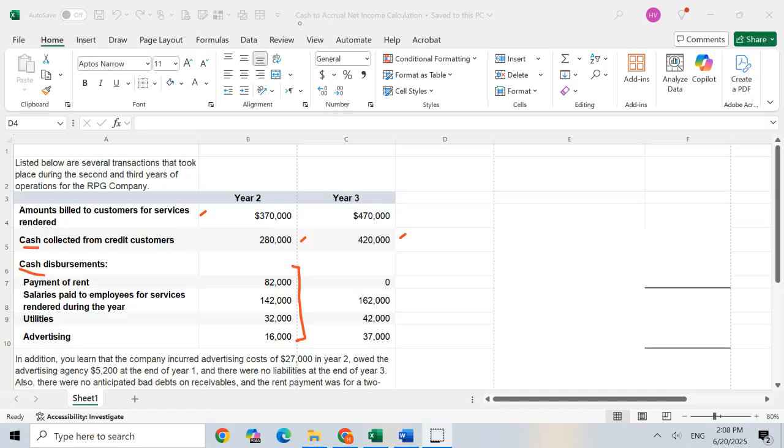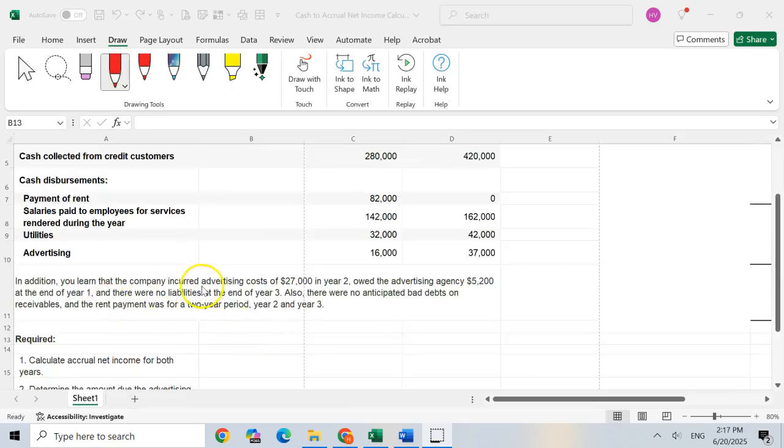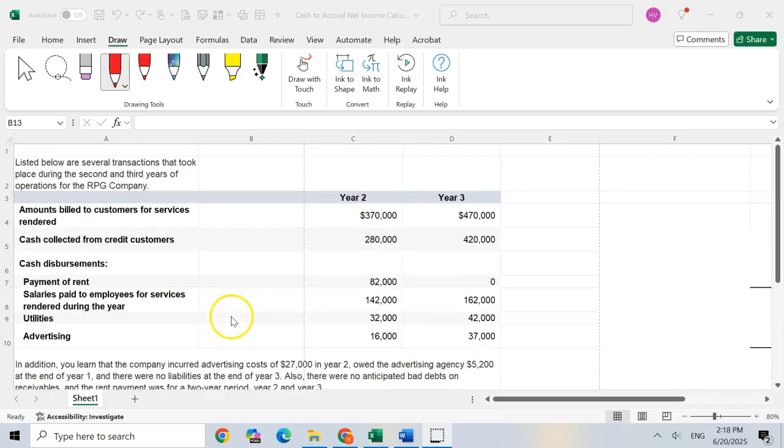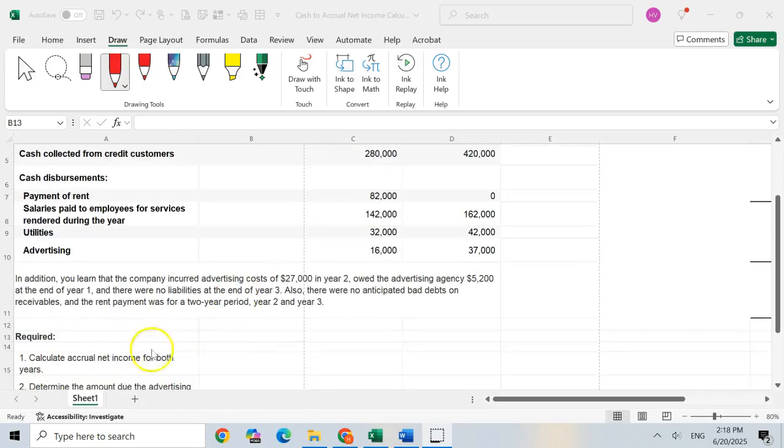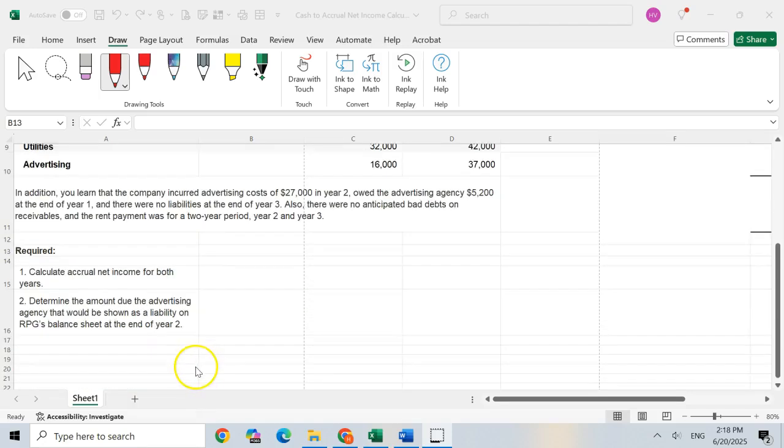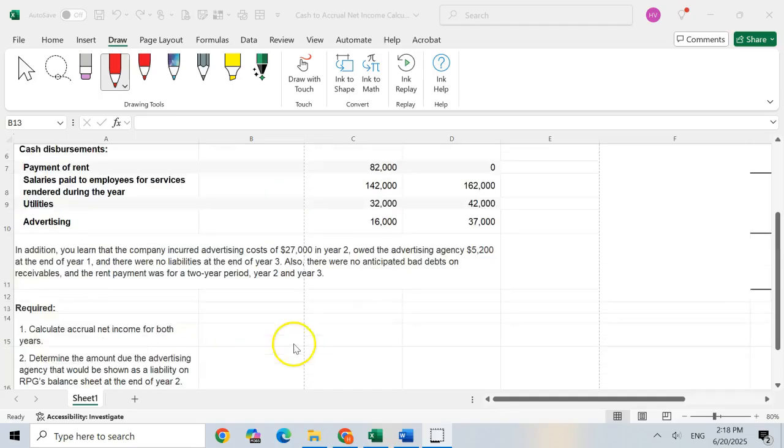Additionally, it also tells us a few other facts: that the company incurred advertising costs of $27,000 in year 2, and they owed the advertising agency $5,200 at the end of year 1, and there were no liabilities at the end of year 3. Also, there were no anticipated bad debts on receivables, and the rent payment was for a 2-year period, year 2 and year 3. So let's start creating. They want us to create an accrual net income for both years and determine the accrued advertising liability at the end of year 2.